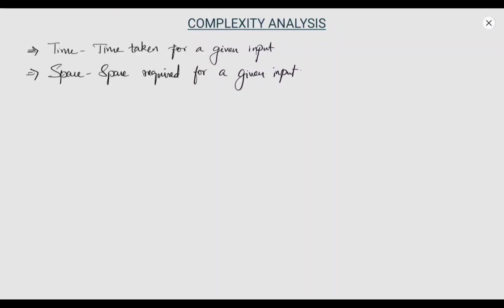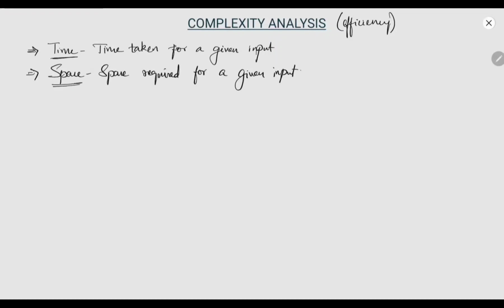Hello and welcome back. In today's session, we are going to discuss complexity analysis. It is one of the main topics within algorithms and data structures, mainly because it helps in identifying the efficiency of your algorithm. And also, if your problem has multiple solutions, it helps in identifying the best one by using efficiency as a factor.